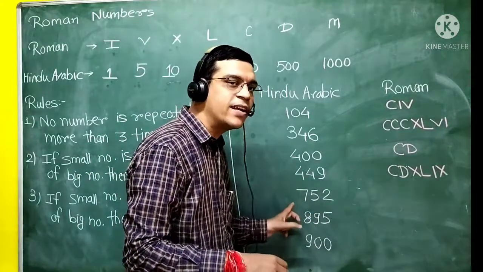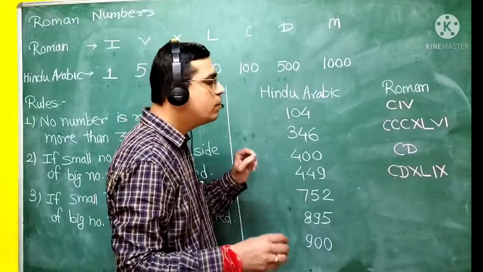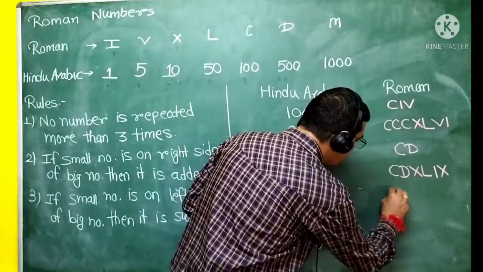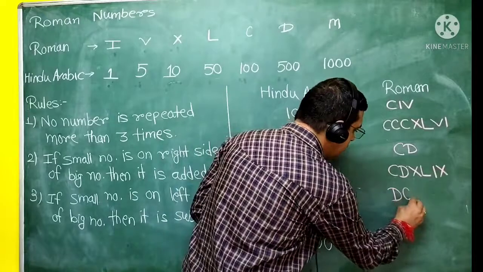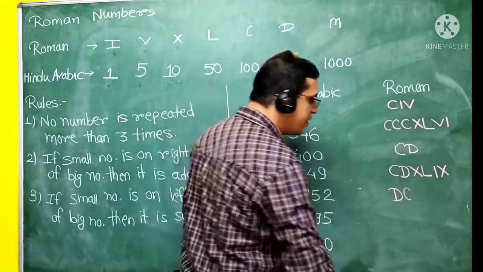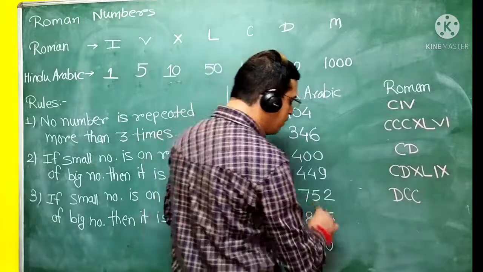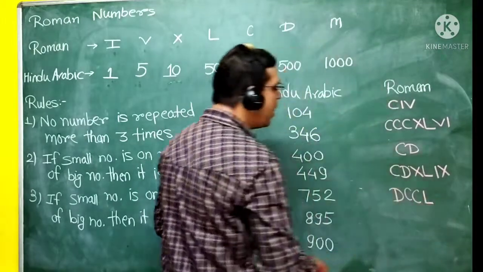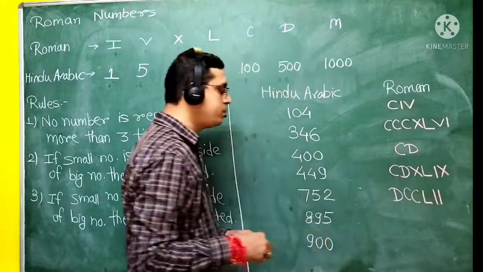752. So first I will write 700. So how am I going to write 700? So tell me what is this? D is 500. C: 500 plus 100 is 600, plus 100 is 700. Then 50. 50 is what? L. And then 2. 752.